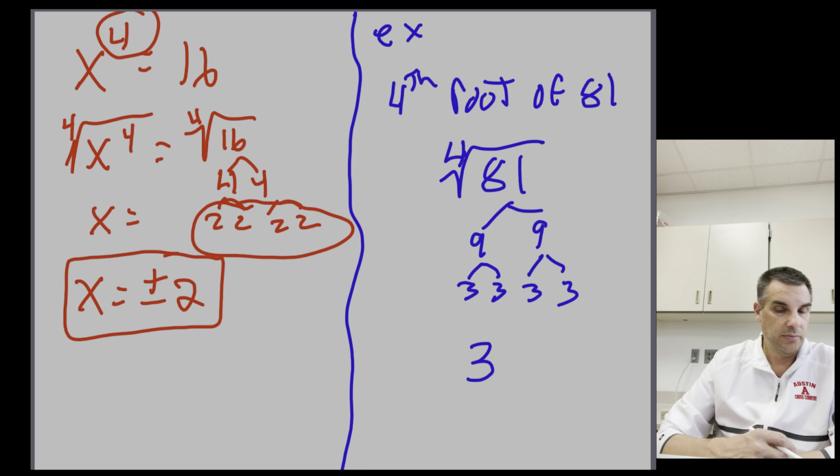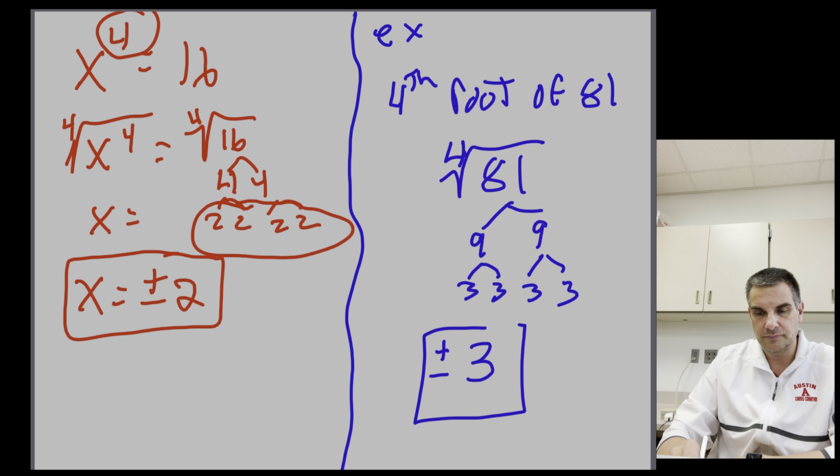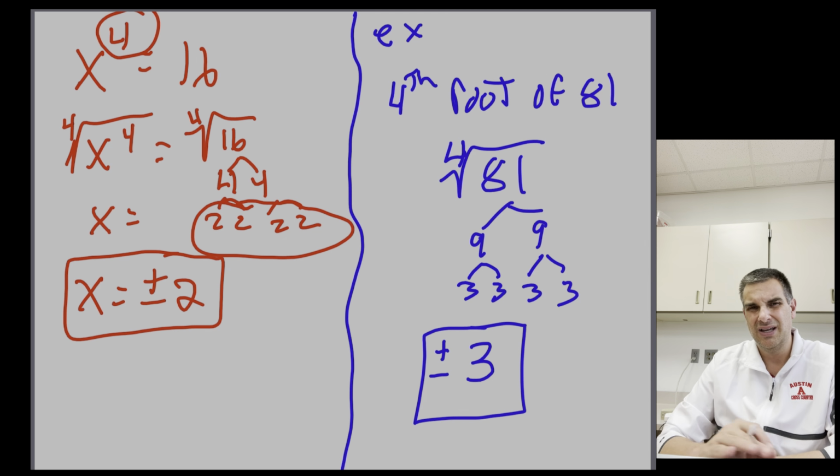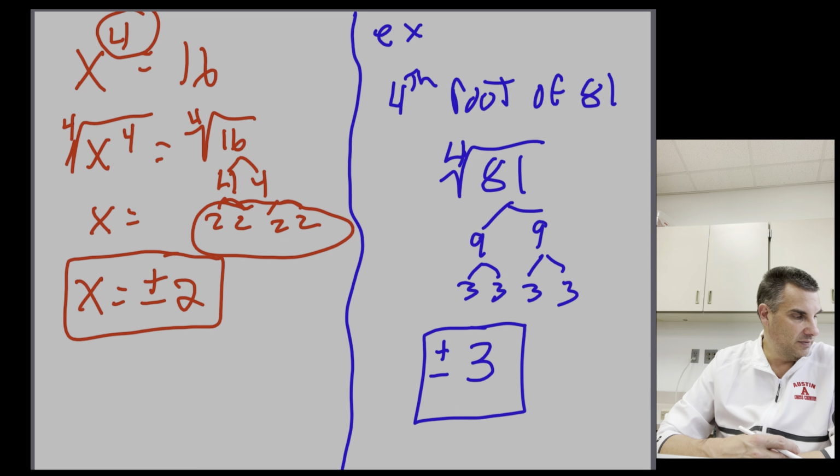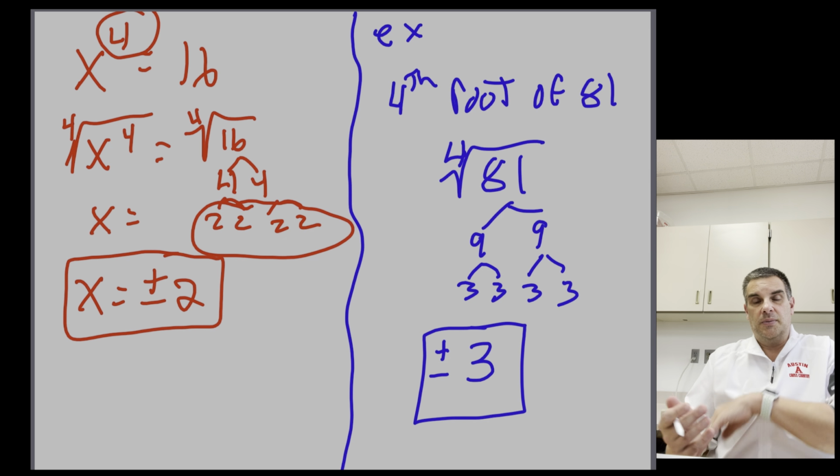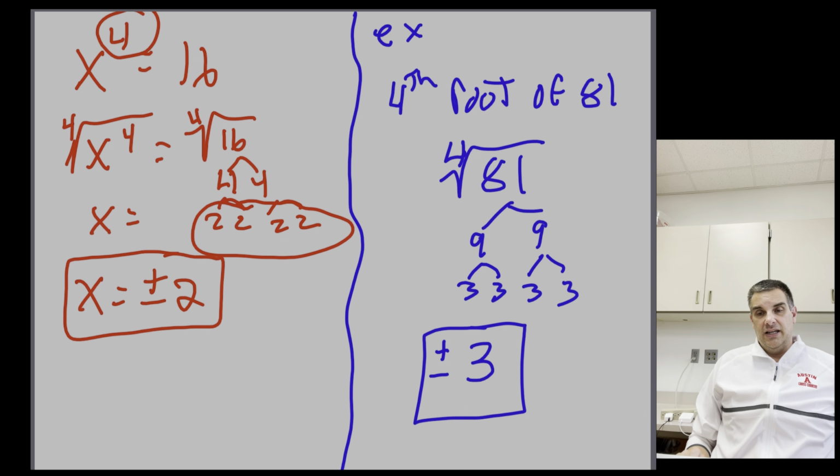But again, because of positives and negatives, if we were trying to find the value of x, then it would be plus or negative 3. If we're just looking at the fourth root of 81, you could probably just get away with putting 3. But if you have x to the fourth equals 81, then you need to make sure you put that positive or negative 3. So that's finding exponents.